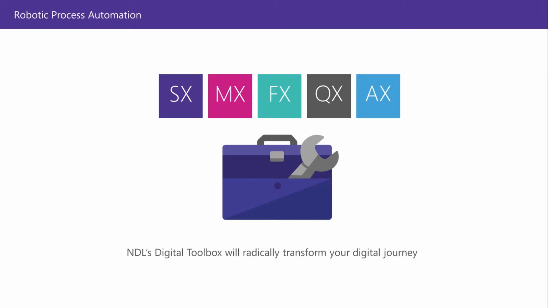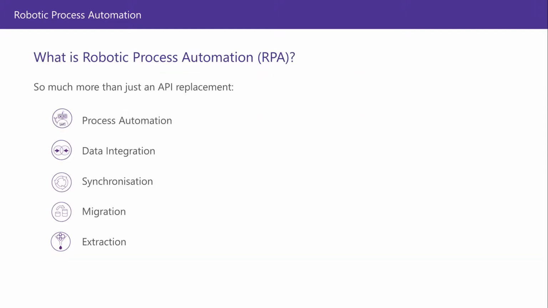In this demonstration, we are looking at SX, our Robotic Process Automation platform. So let's look at what Robotic Process Automation, or RPA, is. SX in the past has primarily been used as an API replacement, but it has more capability than that. Here are some examples. Process automation, rekeying, doing repetitive tasks that are so boring and laborious to do, but that need to be completed reliably. Robots excel at these types of tasks.